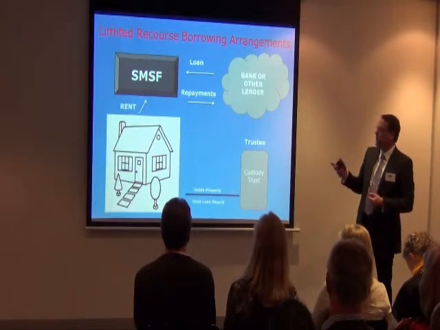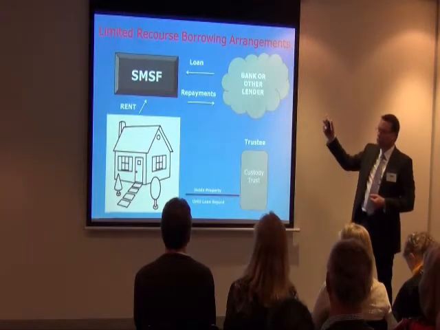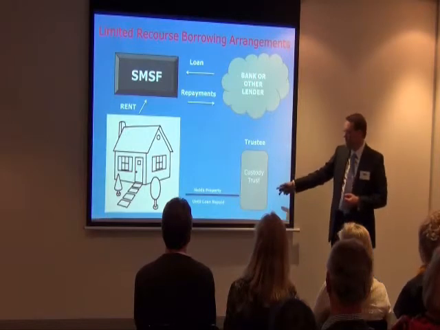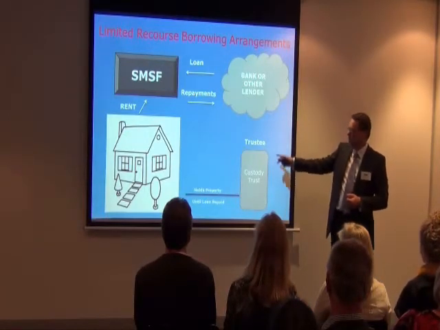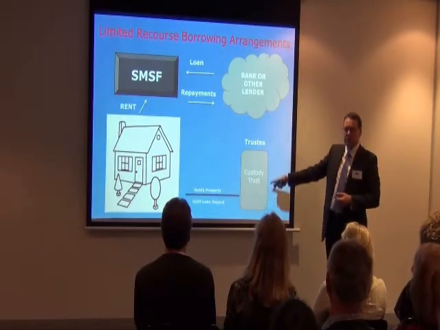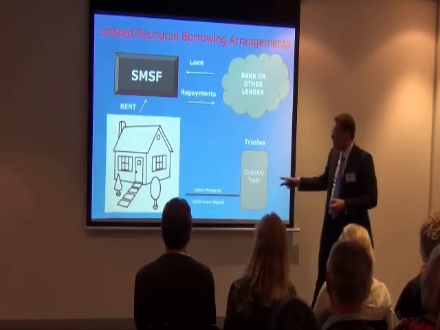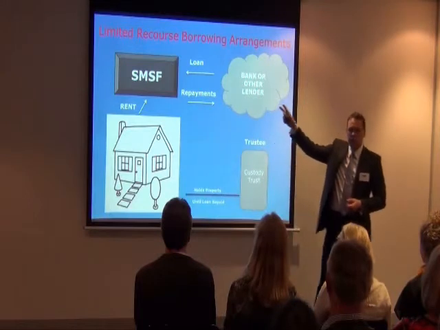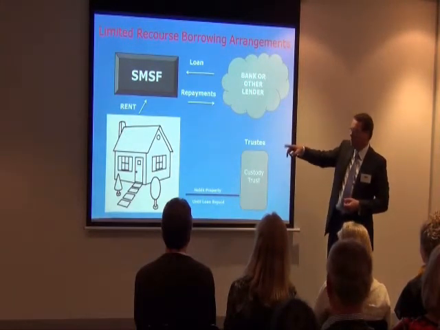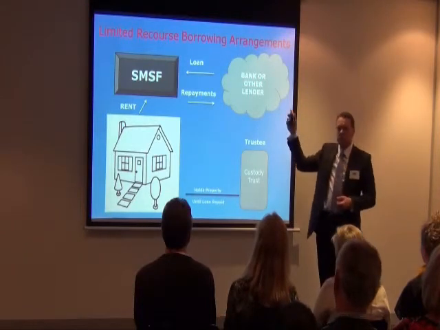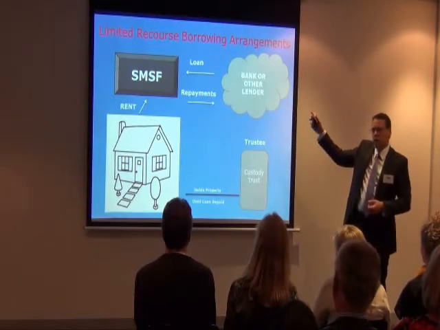The structure requires the self-managed fund to borrow the money. The property is held in a custody trust by a separate trustee until that loan is repaid, at which time the property is then transferred to the self-managed super fund ownership. And the rent, in the meantime, is paid to the super fund. Contributions and rent are used to repay the loan.